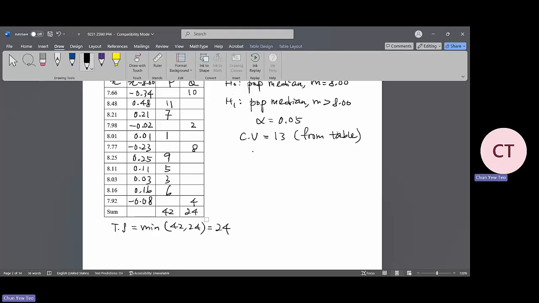So you compare the test statistic with the critical value. The test statistic is greater than the critical value. Here you should not reject H0. Do not reject H0. So your conclusion right now, just state that there is insufficient evidence.